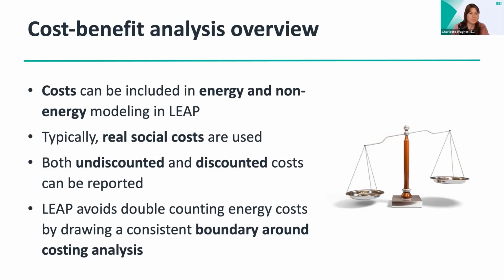You can also account for social costs. So generally people will do the accounting for social costs. These are costs that are paid by society as a whole, irrespective of who pays. But you can also put in costs from the perspective of project developers or industry. But usually people think about the cost-benefit analysis in LEAP as trying to account for the total social costs and benefits that are incurred. Costs can be reported both as undiscounted and as discounted costs. And LEAP avoids double counting energy costs by drawing a consistent boundary around the costing analysis. And I'll also be showing you how to do that and what that means.